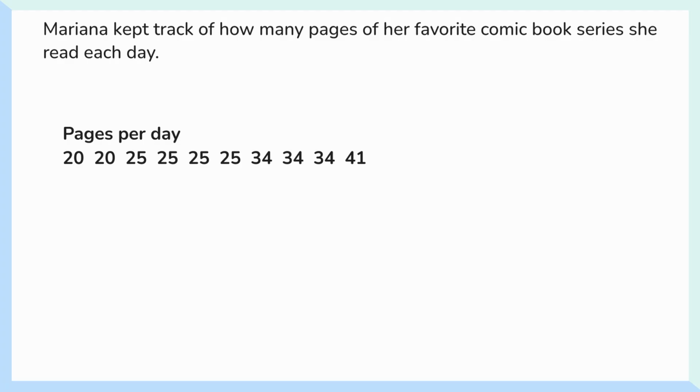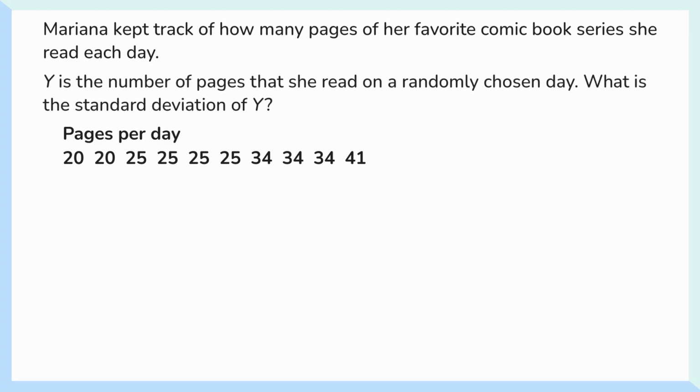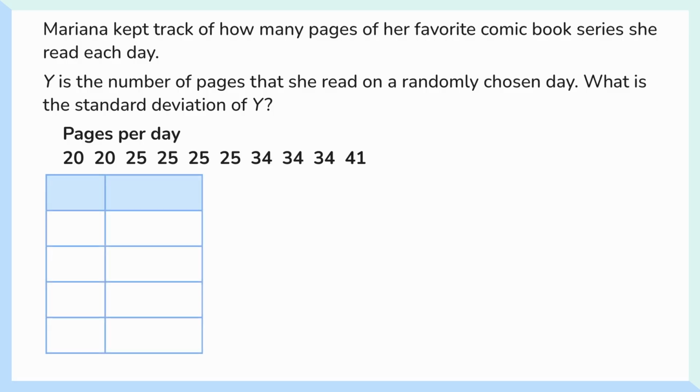Mariana kept track of how many pages of her favorite comic book series she read each day. Y is the number of pages that she read on a randomly chosen day. What is the standard deviation of y? Let's put this data in a table to help us stay organized. The first column will list the number of pages, y, and the second column will list the number of days that Mariana read that number of pages, also known as the frequency. She read 20 pages on 2 different days, 25 pages on 4 different days, 34 pages on 3 different days, and 41 pages on 1 day.